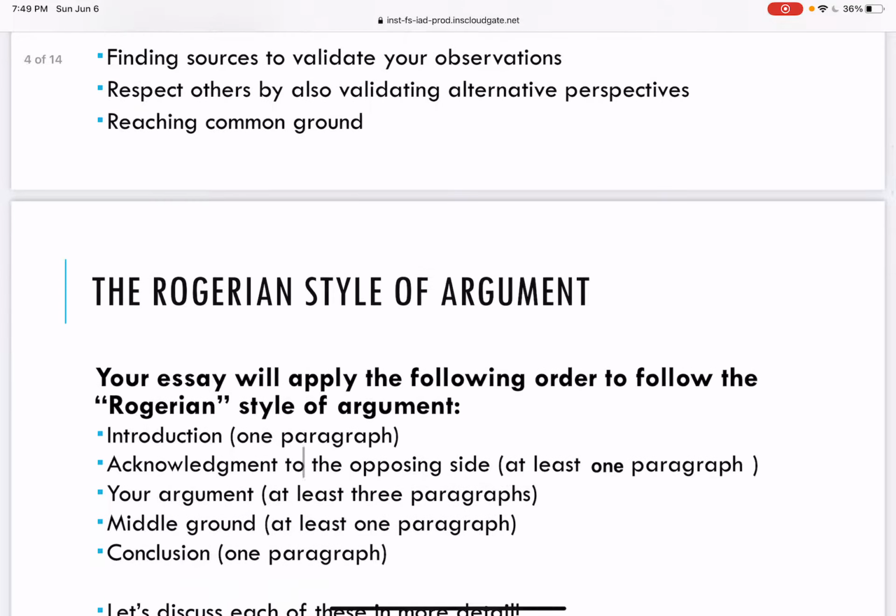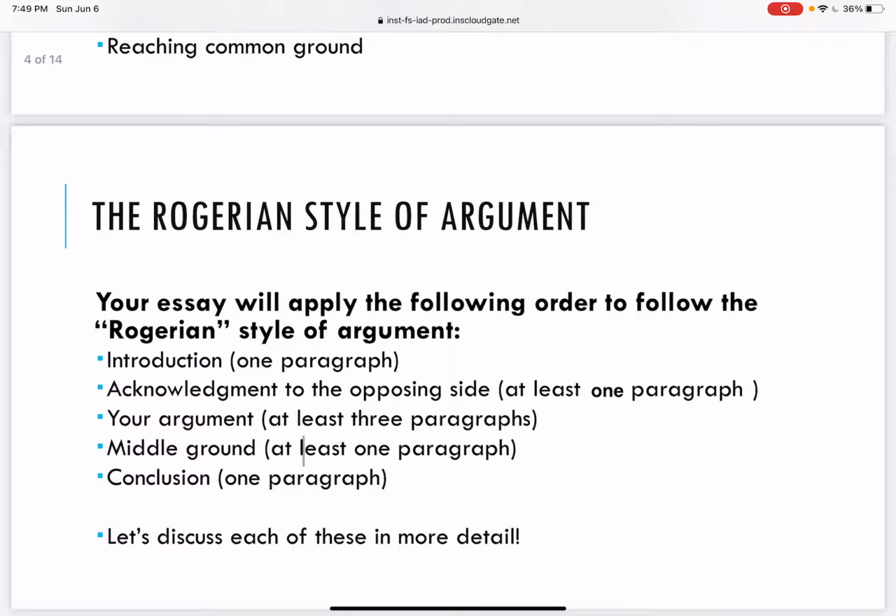So the Rogerian style of argument, like I said, make sure you carefully review the reading about the Rogerian style argument, and you'll find that there is a particular structure to it. You have an introduction. You have acknowledgement to the opposing side, so I'll talk about that briefly in just a second about what that means. You have your argument, so if you notice, your argument gets pushed down a little bit because you establish respect, authority, and trust first by respecting different viewpoints than your own.